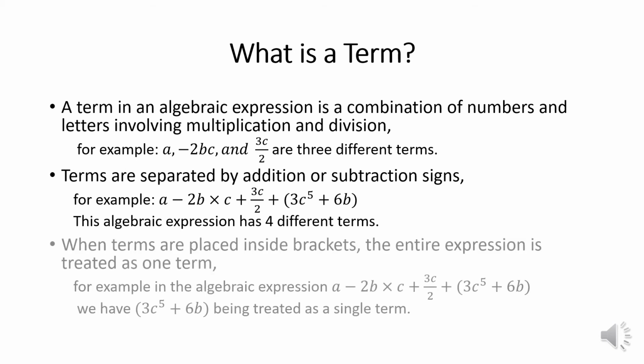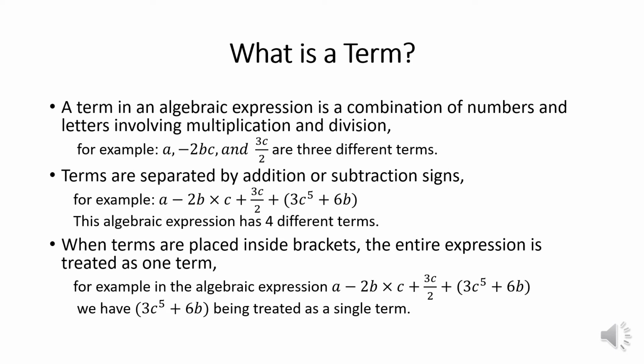And then we must also know that when terms are placed inside brackets, the entire expression is treated as one term. Like you see there, 3c to the power 5 plus 6b are put in one bracket, which makes them one term when we are dealing with algebra.